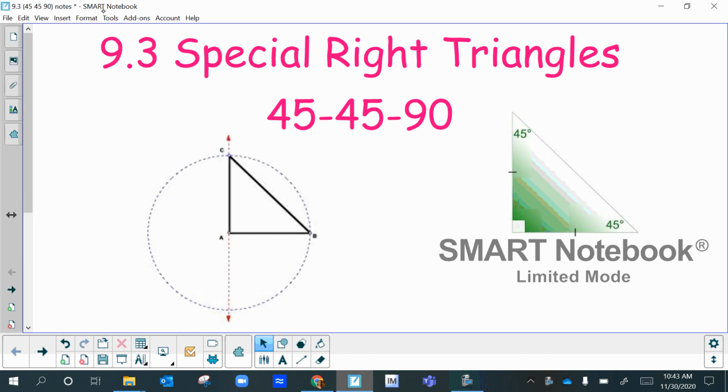All right, guys, this is going to be 9.3 special right triangles part 2. So there's one other special right triangle, and this one's called the 45, 45, 90. So we just finished going over how unique the 30, 60, 90 was. And so now we're going to do the second special, and there's only two. This is the second special right triangle, 45, 45, 90. So let's see how unique this one is.